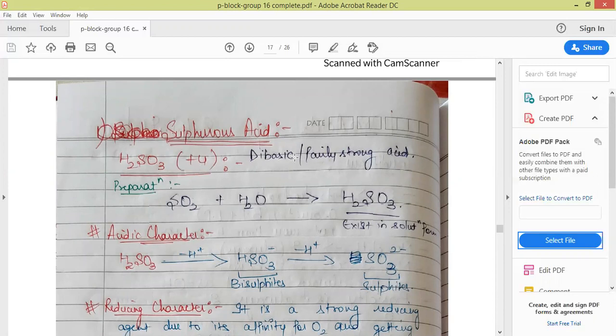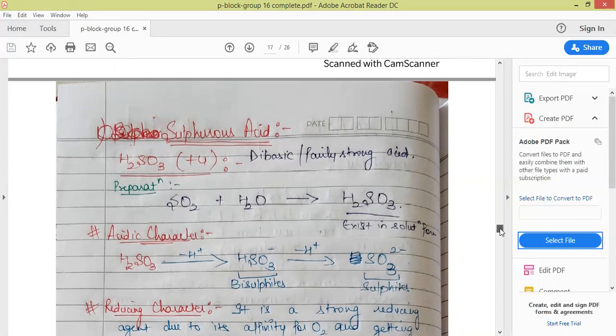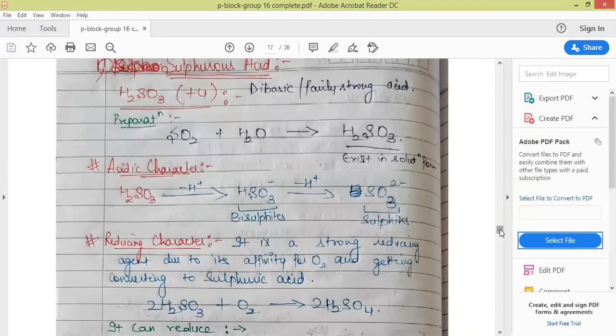It is a dibasic acid, as all the oxo acids of sulfur are dibasic. It is a fairly strong acid. Coming to the preparation, as SO2 is its anhydride, it is prepared from the reaction of sulfur dioxide with water, which gives H2SO3. This acid exists in solution form. It cannot be separated or crystallized into any solid form. It exists in its solution form.